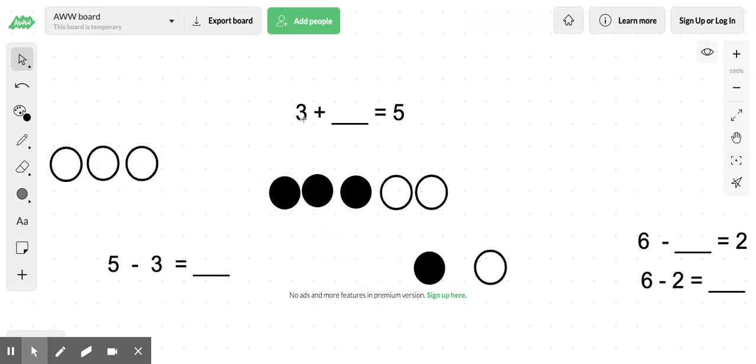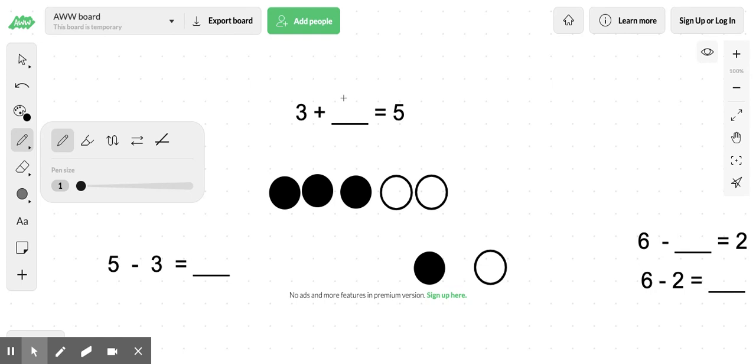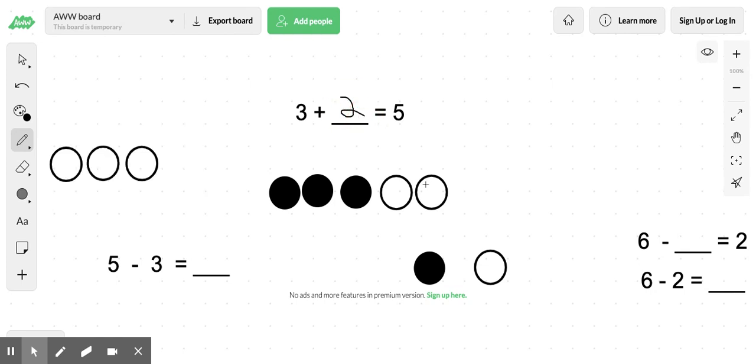So now we can see Mr. Powell colored in 3, and we're left with 2 others that are not colored. Those 2 that are not colored go in the blank here. 3 plus 2 will give us 5, and that's what we see here.